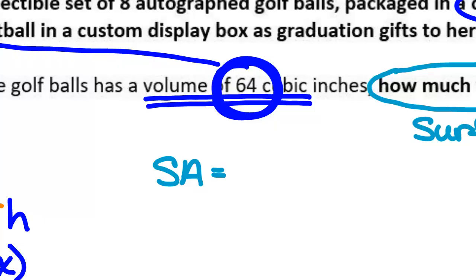What kind of a shape did we say a cube was again? A prism. How do we find the surface area for a prism? 2B plus PH. What does the capital B stand for again? Base.